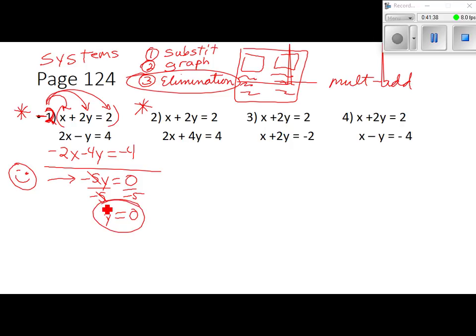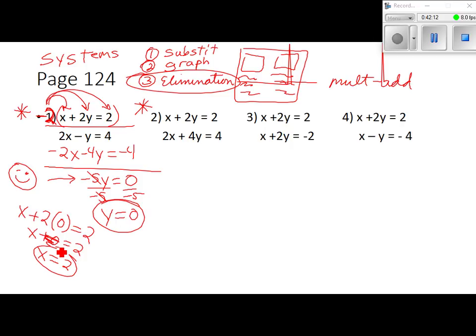We can go back to any of these three equations. It doesn't matter which one. I'm going to pick this top one right here. I got x plus 2. In place of y, what are we going to substitute in? Zero. Equals 2. What is 2 times 0? Zero. So we got x plus 0 equals 2. Do we really need that 0 there? No. Doesn't do anything. Let's get rid of it. So what's x equal?